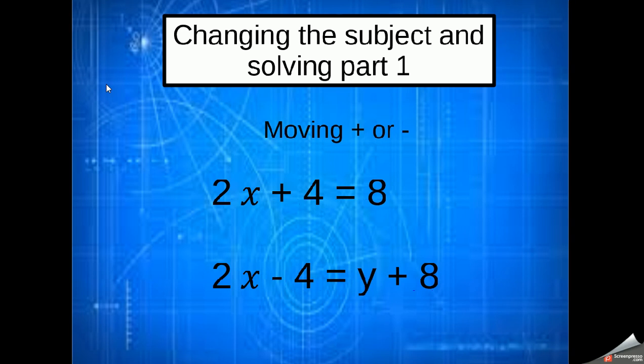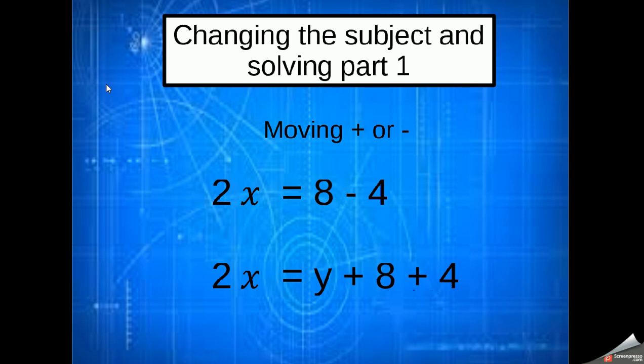If we've got a plus or a minus, to move the plus or minus, we simply move the number to the other side of the equation and change the symbol. So you saw the way this changed then. I had 2x plus 4 equals 8 on one side of the equation. 2x plus 4 on one side and 8 on the other. I wanted to move the 4, so the 4 became a minus 4. So now 2x is equal to 8 minus 4.